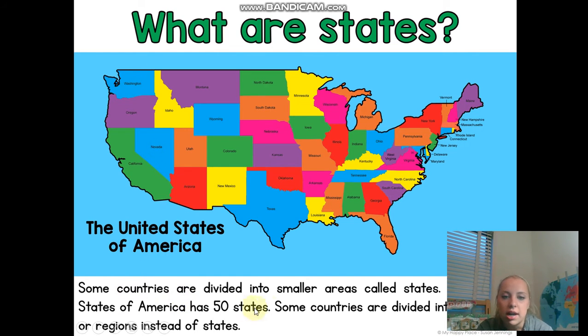Some countries are divided into smaller areas called states. The United States of America has 50 states. Some countries are divided into provinces or regions instead of states. But right now, we just want to focus on our country, which is the United States, that has 50 states. Like I said, we live on the eastern shore of our country, along with other states like Delaware, New Jersey, North Carolina, South Carolina, Florida. And on the western coast, we have Washington, Oregon, and California.